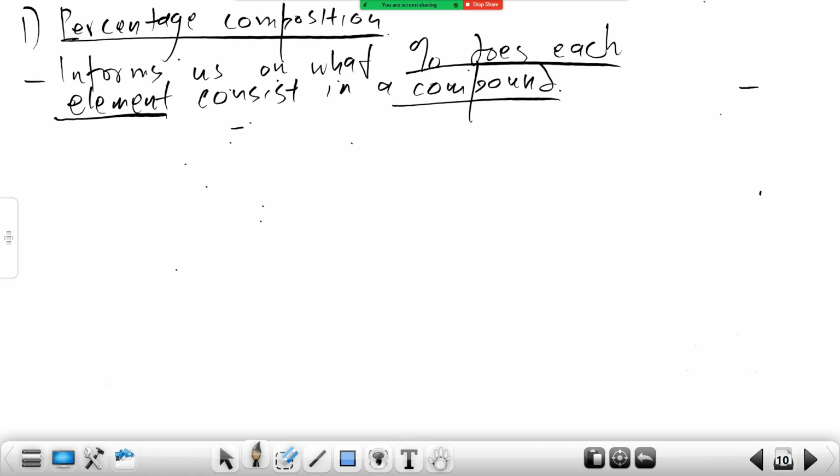But how best can one go about ensuring that we calculate the percentage composition the right way? The first thing to do is you will have your molecular formula. So this is now the molecular formula.